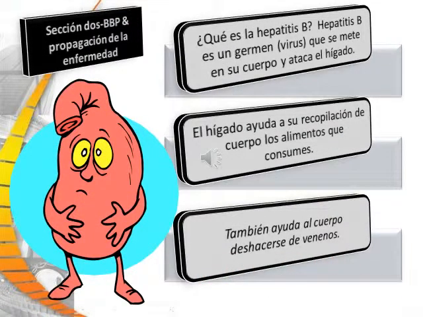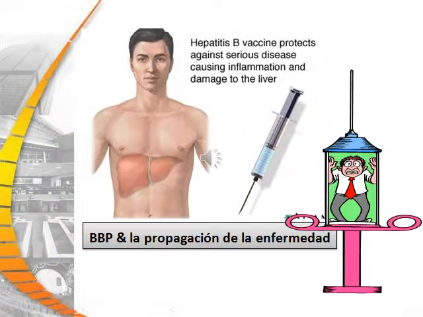Who gets hepatitis B, and what is it? Hepatitis B is a germ or virus that gets into your body and attacks your liver. Your liver helps your body digest the food that you eat. It also helps your body get rid of poisons. Hepatitis B vaccine protects against serious disease causing inflammation and damage to the liver.